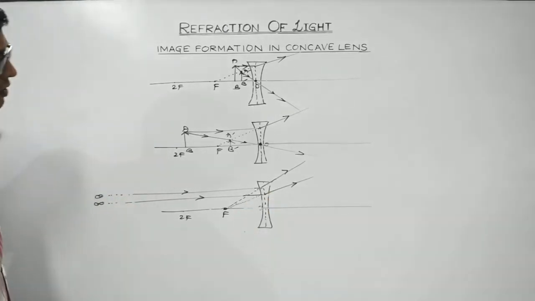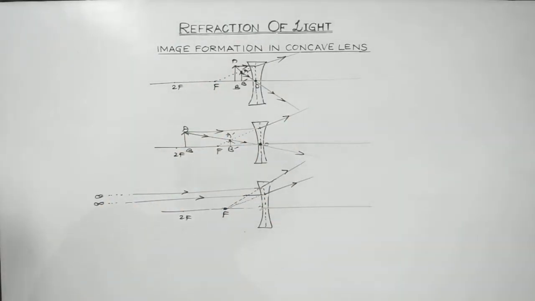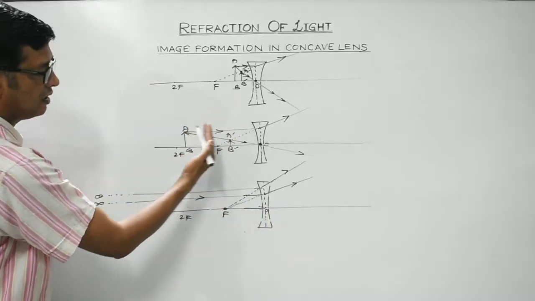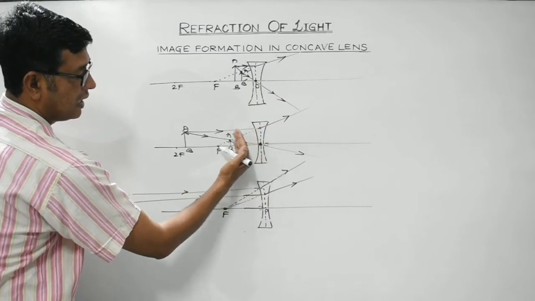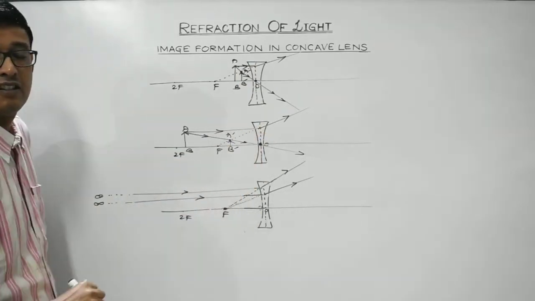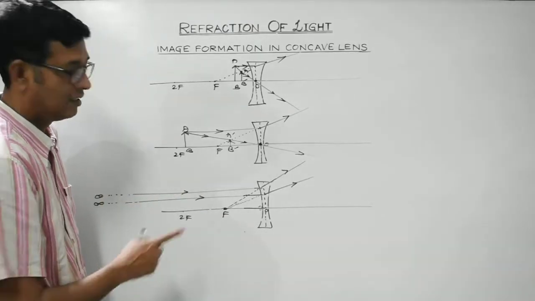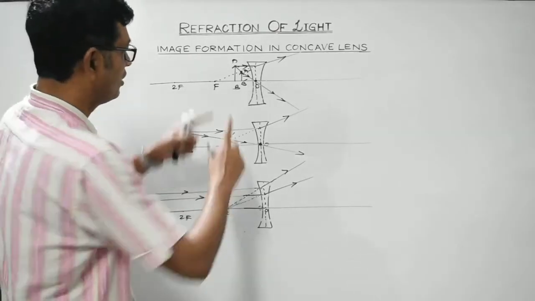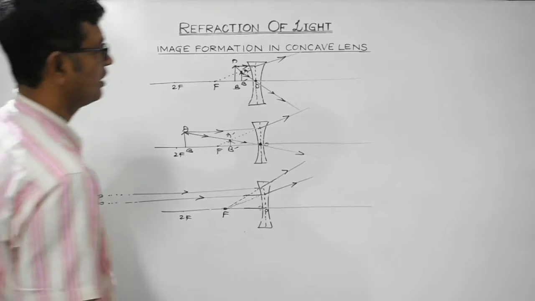So students, just try to conclude after observing these three ray diagrams. Right? The conclusion is, as the object is taken farther and farther away from the concave lens, the position of the image keeps shifting towards the focus, and the size of the image also keeps on decreasing. And eventually and ultimately, when the object is at infinity, then point size image is formed exactly at the focus. So this is the conclusion which we can draw from these three ray diagrams. Right? So I'll write the conclusion.